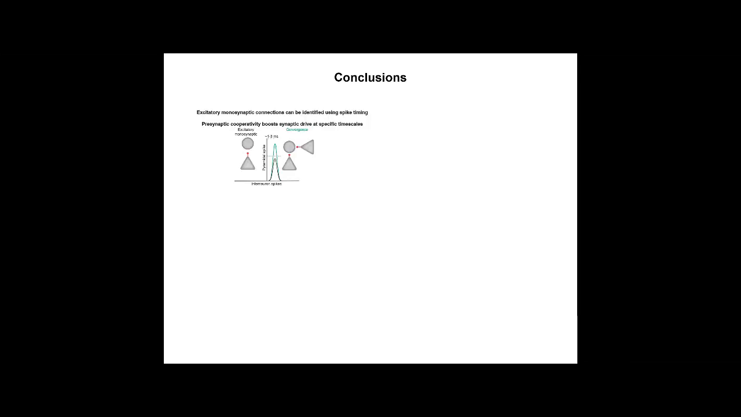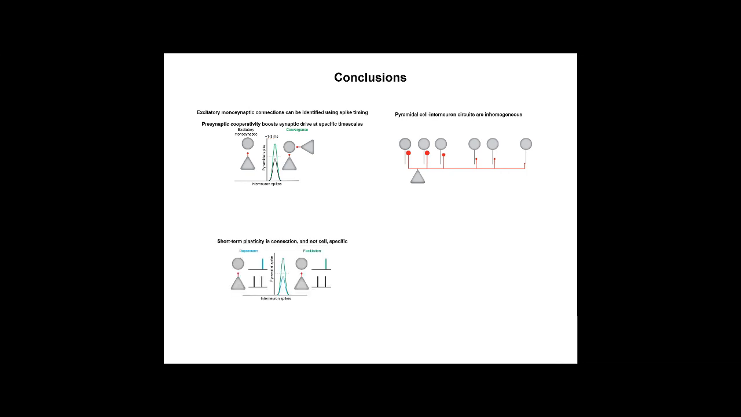And so the first conclusion is that we can detect, in CA1 of the hippocampus, monosynaptic connections using spike timing, and that presynaptic cooperativity boosts synaptic drive, specifically at very short timescales. These connectivity motifs are inhomogeneous, like we saw in the skewed distributions. And importantly, short-term plasticity is connection-specific, not cell-type specific, and you see both directions. And the synaptic drive is more modulated by the postsynaptic timing than by rate. So how fast the postsynaptic interneuron is firing at the time the pyramidal cell spikes doesn't matter that much. It just matters when it last spiked.